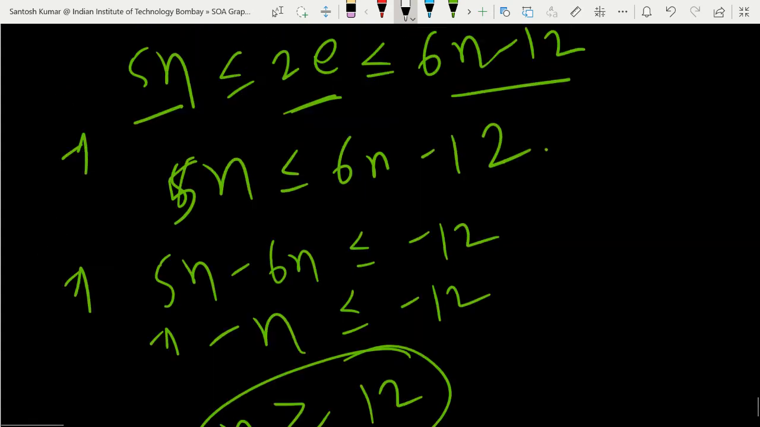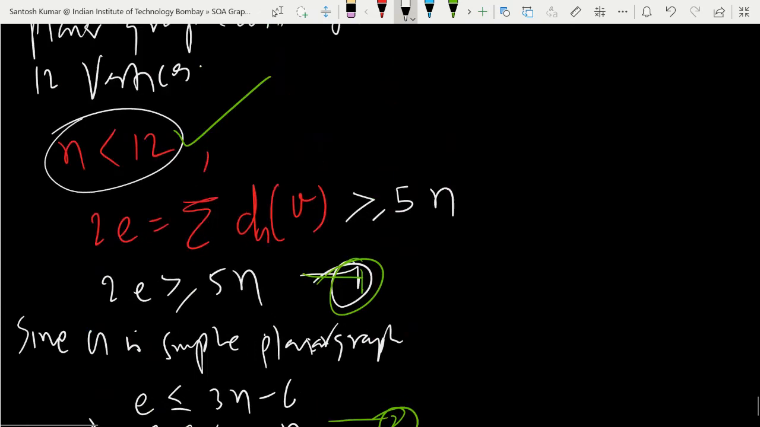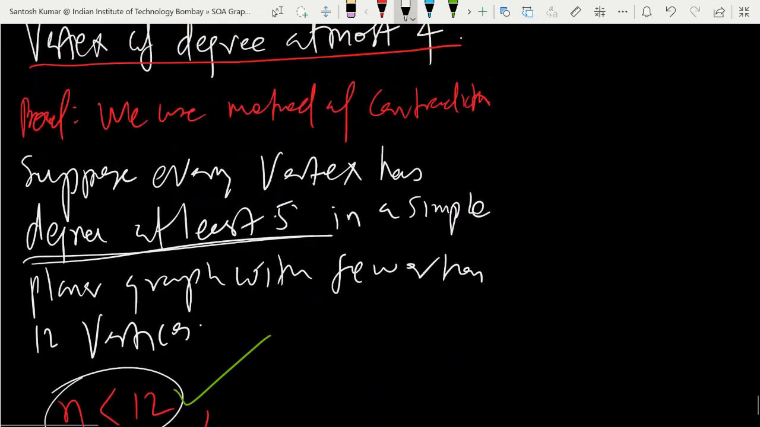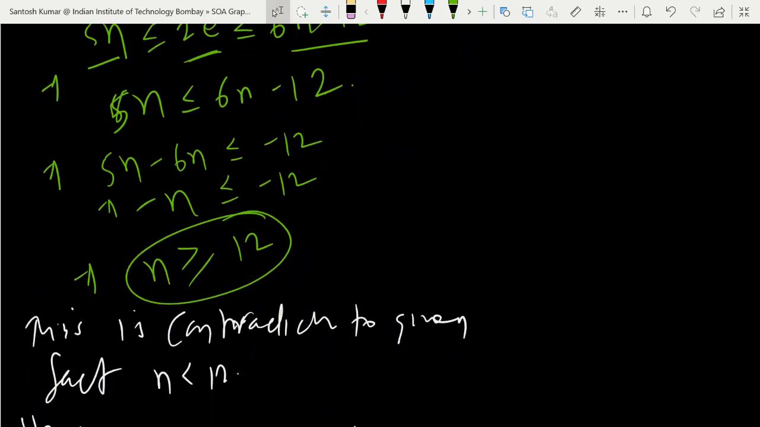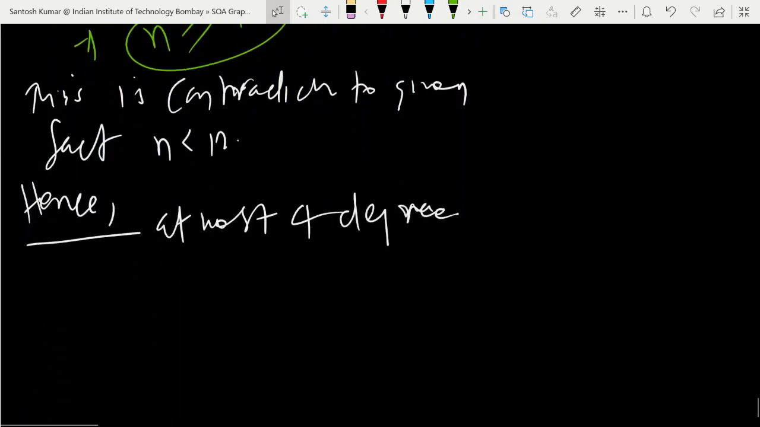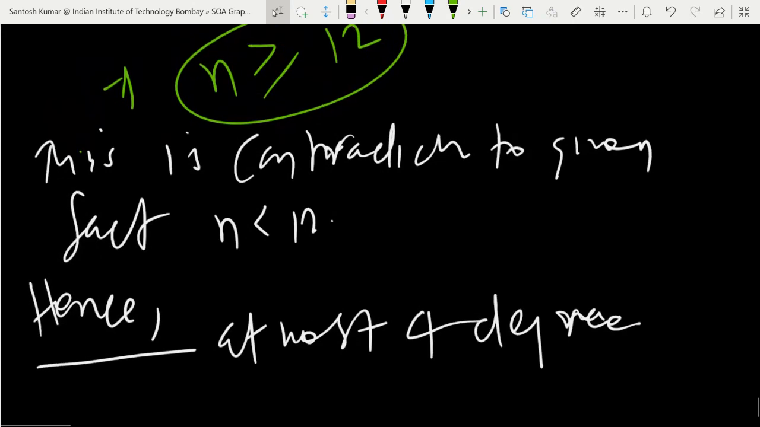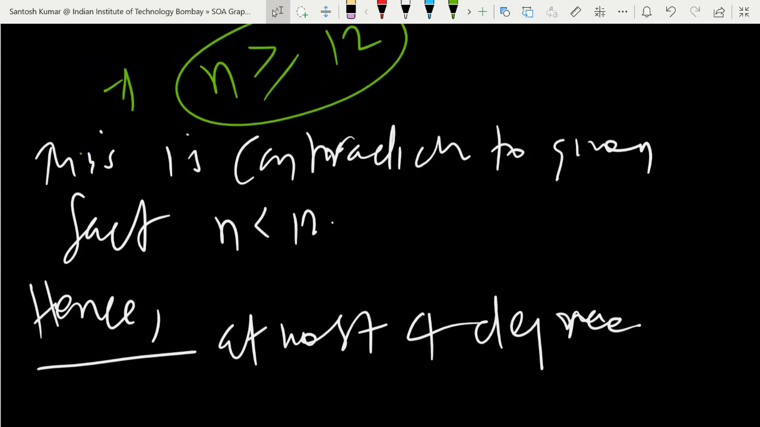So, are you getting the point? We are proving using the contradiction method. What we have to prove, we assume the opposite thing, and then at the end, we get some contradiction to the given fact, and then we say that our assumption is wrong, and what was given in the question is correct.